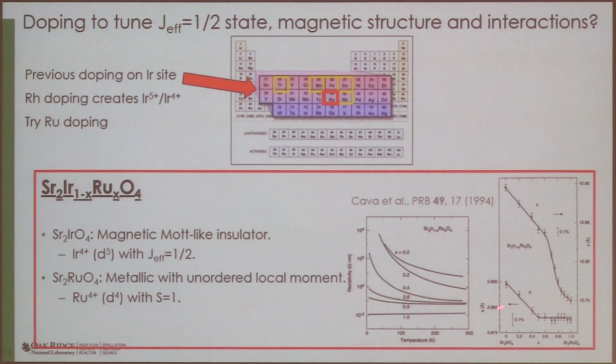Here's the previous work: this series was investigated by Bob Cava back in 1994, where at around 0.5 or just a little bit above that, you have a structural transition. So we're going to focus on this lower doping region. This is the iridium to ruthenium with X. We're going to focus on below 0.4, where you can see there's a slight driving from an insulating state down to a metallic state.